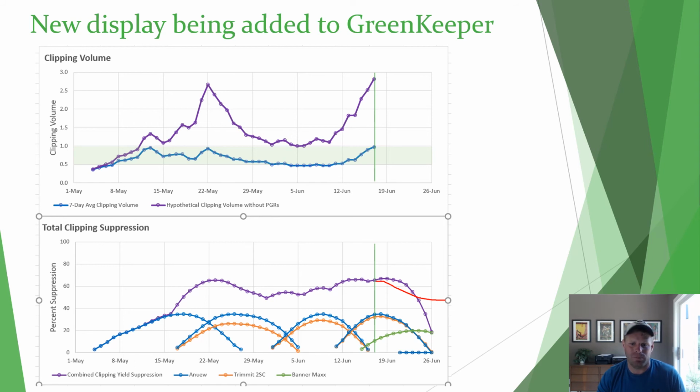So in this example, if I'm getting 60% suppression, and I'm measuring 1 quart or 1 liter of clippings per 1,000 square feet or 100 square meters, if I didn't have that, I'd be getting over 2.5, right? And that's what this display is showing: how is the PGR having an impact on what my growth rate is, and what it would have been if I wasn't on my PGR program.